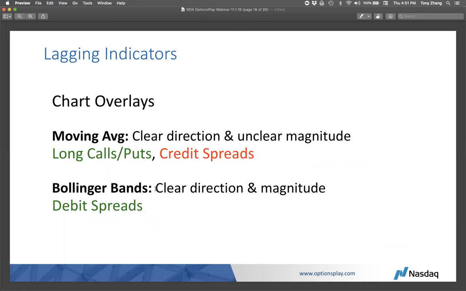With Bollinger Bands, you do actually get a pretty clear sense of direction and magnitude, and because of that, you generally want to trade debit spreads in this particular case.